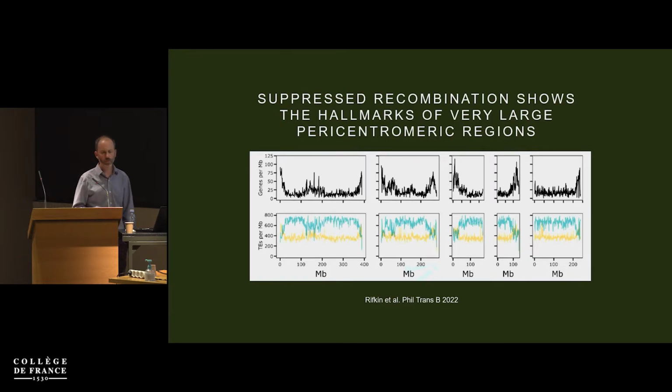These regions of suppressed recombination all across the genome show all the hallmarks of classic pericentromeric regions. It's just they're massive. We have hundreds of megabases where gene density is relatively low. Transposable elements, especially retrotransposons, are accumulating in these centers. DNA elements tend to accumulate in the genic regions. So essentially, most of the genome of Rumex is a giant pericentromeric region found across all chromosomes.